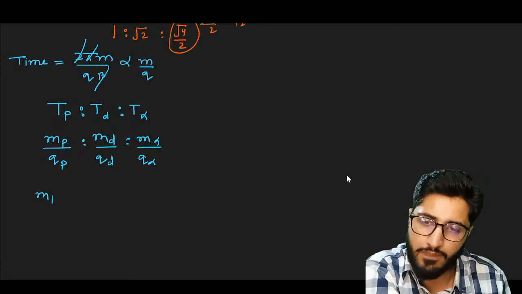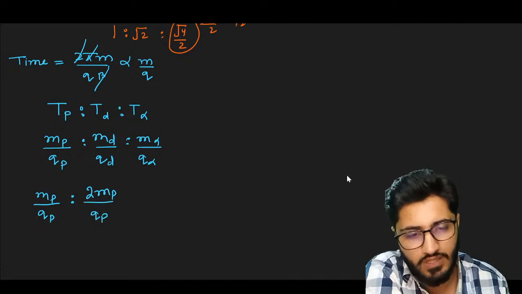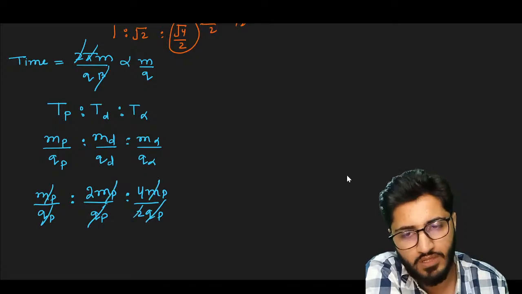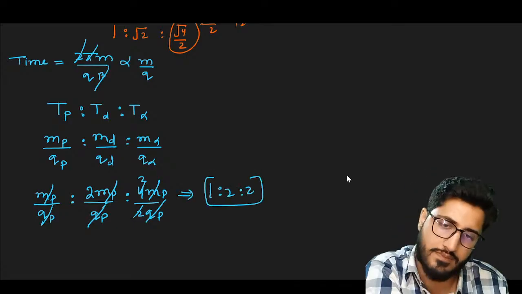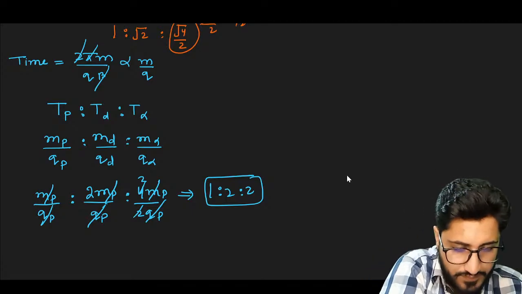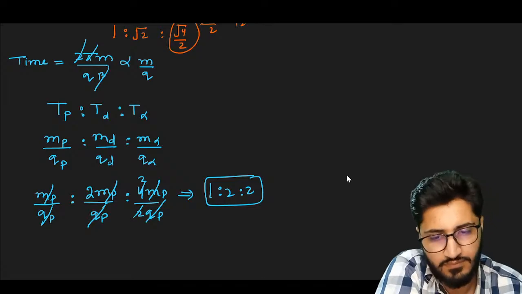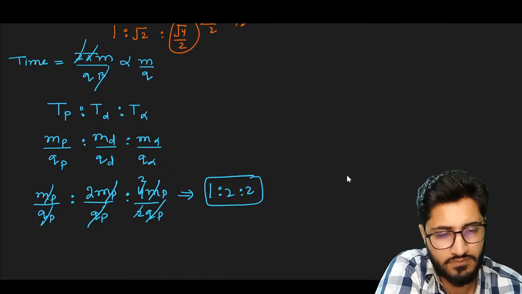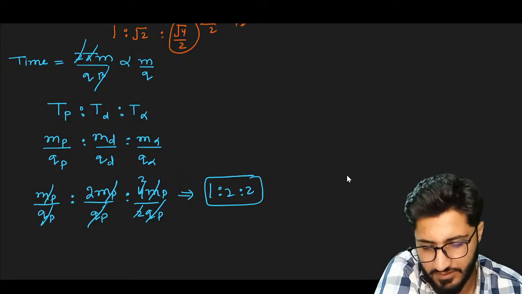I can write mass of proton by charge of proton. The mass of deuteron is 2 times the mass of proton, and the charge is the same, qp. Then the mass of alpha is 4 times mp divided by 2 times qp. qp, qp, qp, mp, mp, mp cancel. 2 ones are 2, 2 twos are 4. So my equation came out to be 1 is to 2 is to 2. This is my answer. Easy or super easy? Easy now?